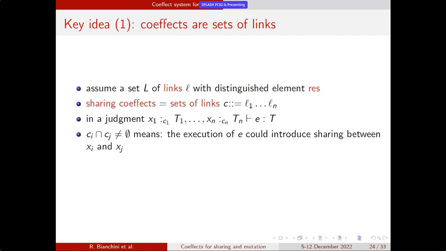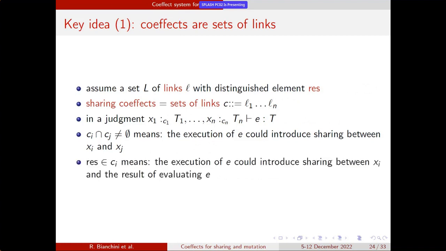And if the set Ci and the set Cj are not disjoint, it means that the execution of the expression could introduce sharing between xi and xj. And if the result, the special link called res, is inside of Ci, well, it means that the execution of the expression could introduce sharing between xi and the result of evaluating the expression. So in this way, we have a way to represent what's happening with the sharing.